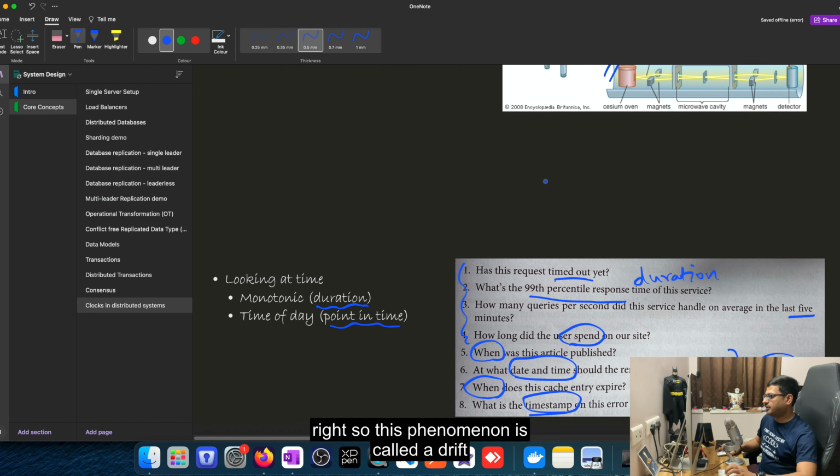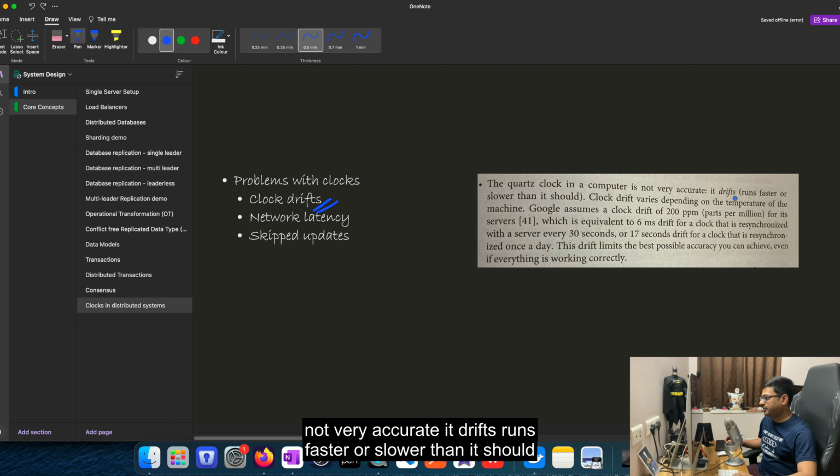And drifts are possible in atomic clocks as well, but they are very, very minute. So to understand these drifts in a better way, let's look at this paragraph. The quartz clock in the computer is not very accurate. It drifts, runs faster or slower than it should. Clock drifts vary depending on the temperature of the machine. Google assumes a clock drift of 220 parts per million for its servers, which is equivalent to a 6 millisecond drift for a clock that is resynchronized every 30 seconds, or a 17-second drift for a clock that is resynchronized once a day.